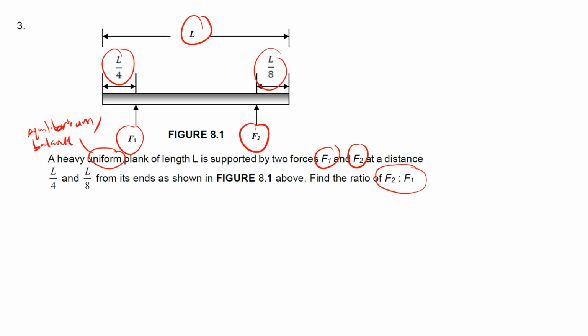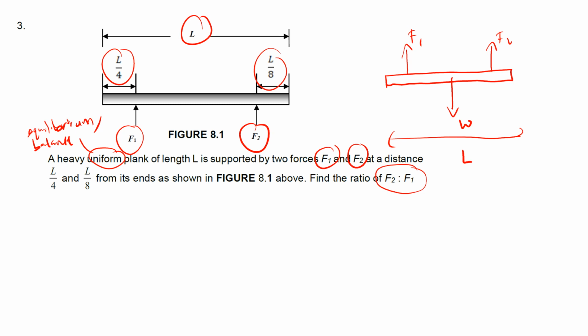So the first thing we need to do is draw a free body diagram. This is my plank, this is its width, and then we have F1. Let's say my F1 is going up, and then we have F2. The total length here is L, which they give you. If you remember, the first thing is to sketch the free body diagram. This is our main character, the plank.